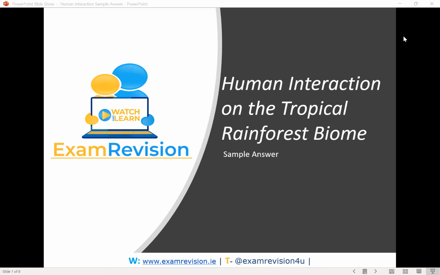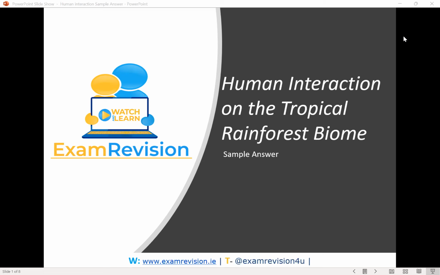In today's session, we're going to be looking at another sample answer for our geoecology section. And we're going again to be looking at the tropical rainforest biome. So at this stage, we have looked at the characteristics of a biome. We've also looked at adaptations with animals and plants within the biome.